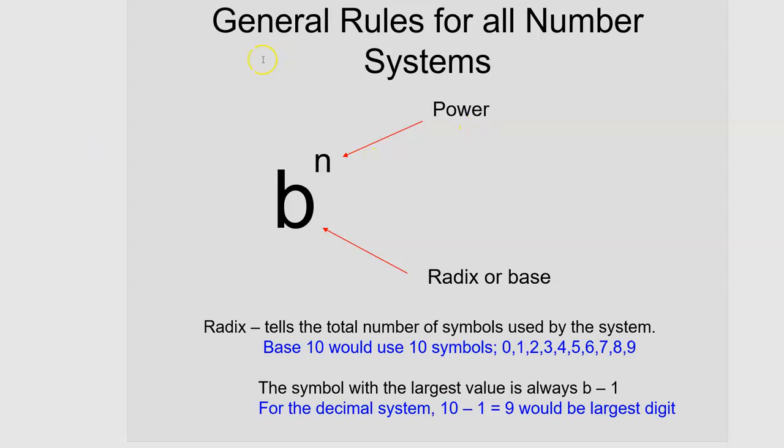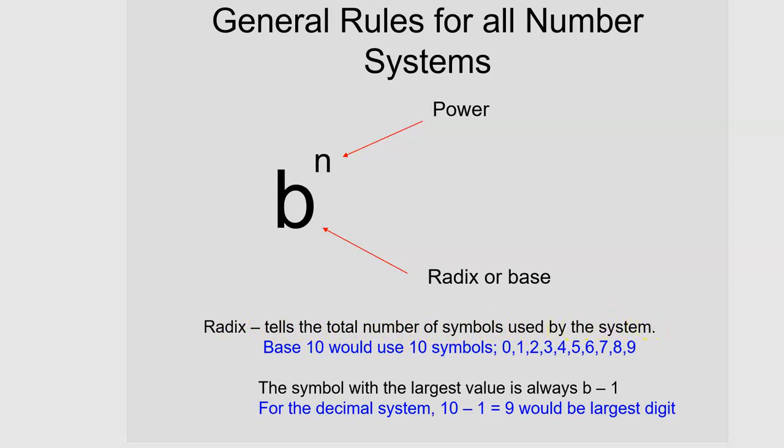All number systems can be written in a representation of this form, where B represents the base, or radix, and N is the power. We'll have a little bit more to say about the power shortly. The base, or radix, gives us information. It tells us the total number of symbols used by the particular number system.